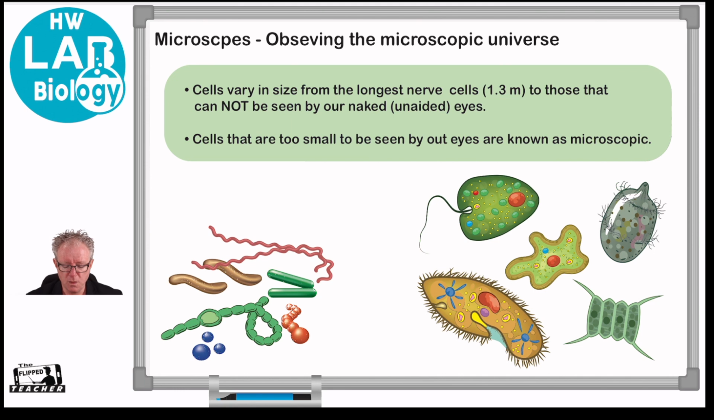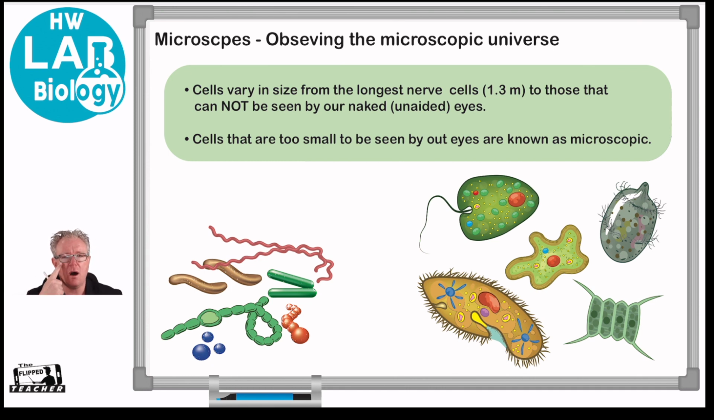So what is this idea about cells and cell size? Well, cells can be large. The largest cells that we have is a nerve cell in our leg, right? But a lot of our cells are microscopic. We can't see them. So what does that mean? Well, microscopic means that it's smaller than you can see with your unaided eye or your naked eye. Now, what does that mean?